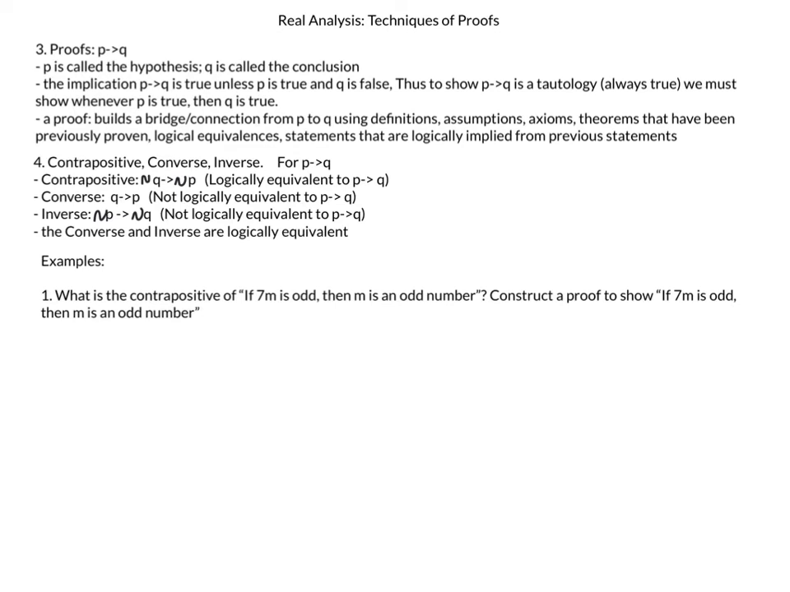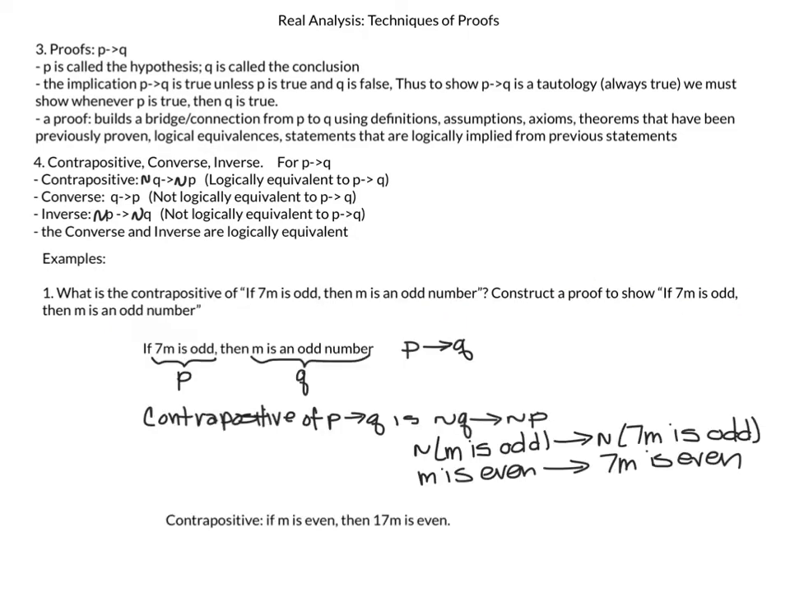We will start with what is the contrapositive: if 17M is odd, then M is an odd number. And then we're going to construct the proof. I have copied the statement here: if 17M is odd, then M is an odd number. So I've identified my P and I've identified my Q. So my statement here is equivalent to P implies Q.